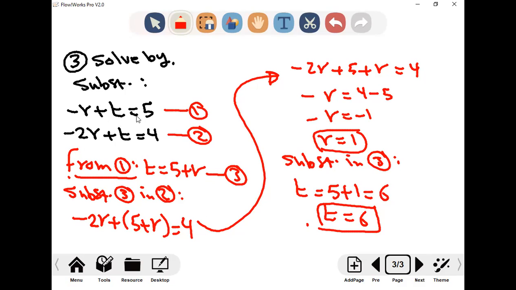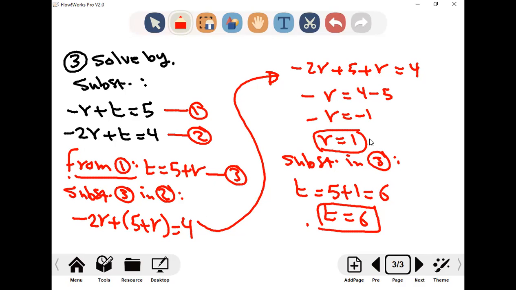So if you ask which T, let's count how many T's we have on the board. 1, 2, 3, 4, and 5. We have 5 T's on the board, right? Which one of them? The value of T is what? Sorry, 6. So here you substitute 6. Here 6. Done?